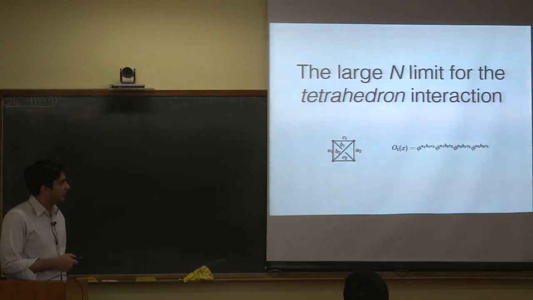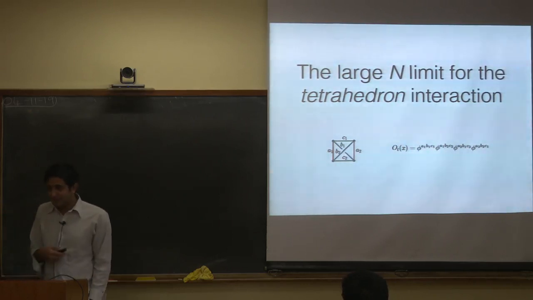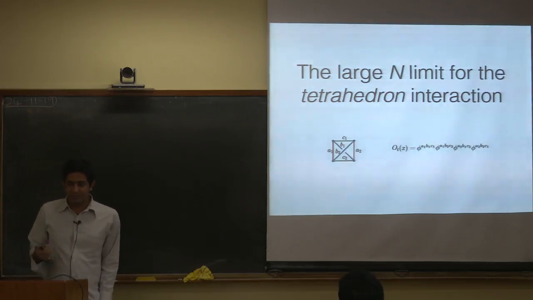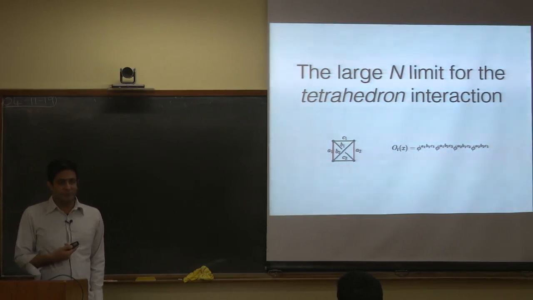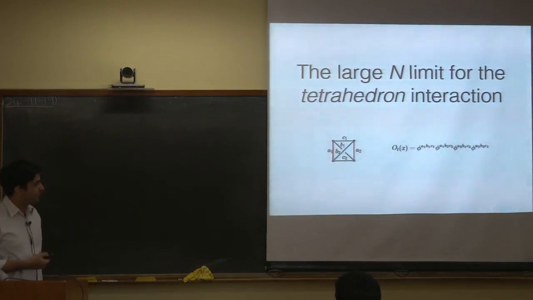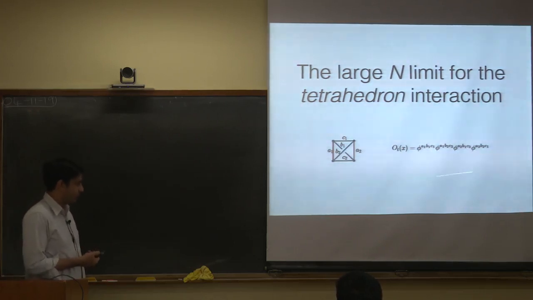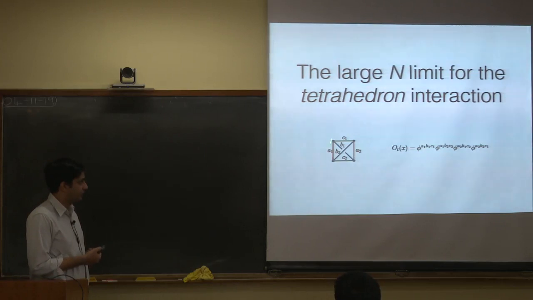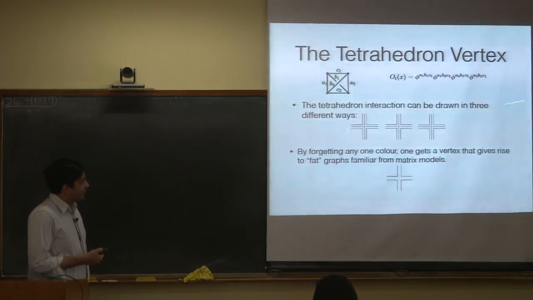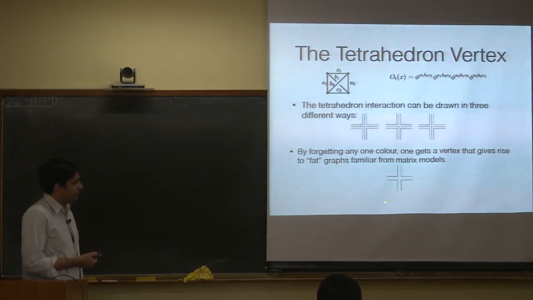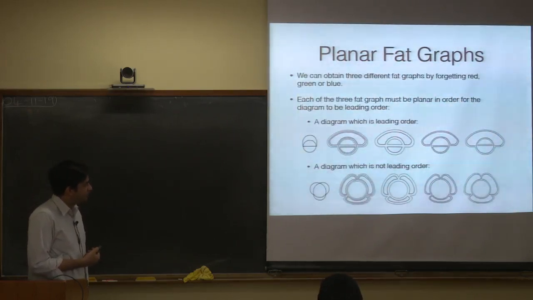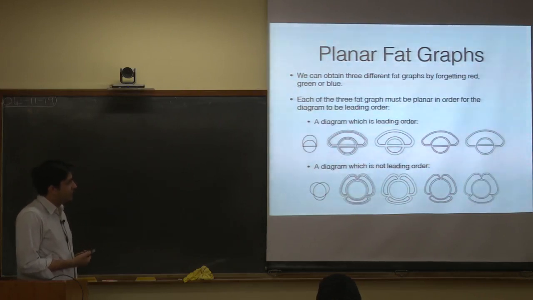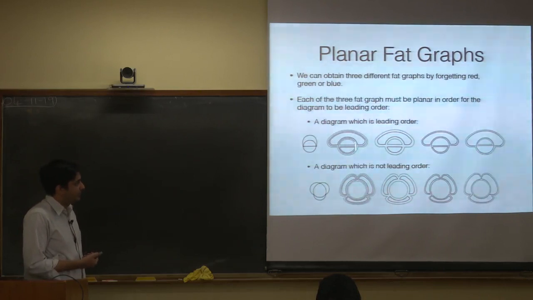I can review the graph theory of the tetrahedron and how that leads to melonic diagrams first, and then we'll do the same analysis for the other guys, because people aren't familiar. So let's review the tetrahedron, and how you determine what diagrams contribute when this is your interaction. It can be drawn in 3 different ways, and we can forget one color to give a 2-color fat graph, which is familiar from matrix models. I'll argue that for a diagram to be maximal, all the 3 fat graphs you obtain have to be planar.